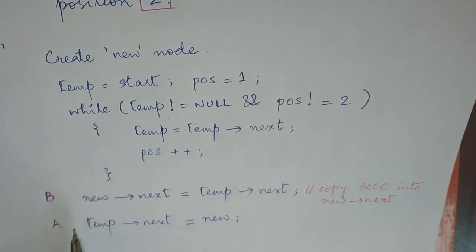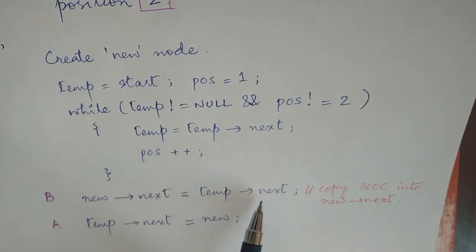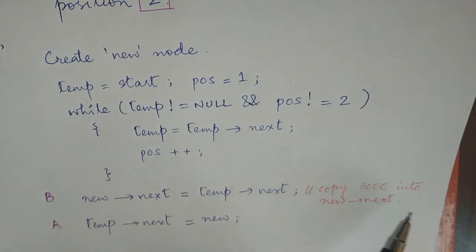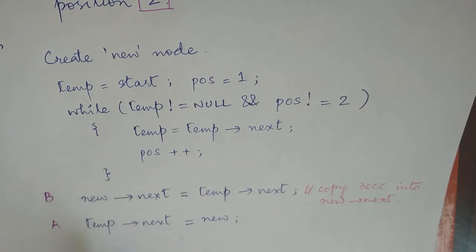This is my step B. In the next field of new, I'm putting the next field of temp. The next field of temp was 3000. So I'm updating my next field of new to 3000. So copy 3000 into new to next. And then in temp to next, I'm putting in new. So the pointer changes are pretty much the same that we did for addition.